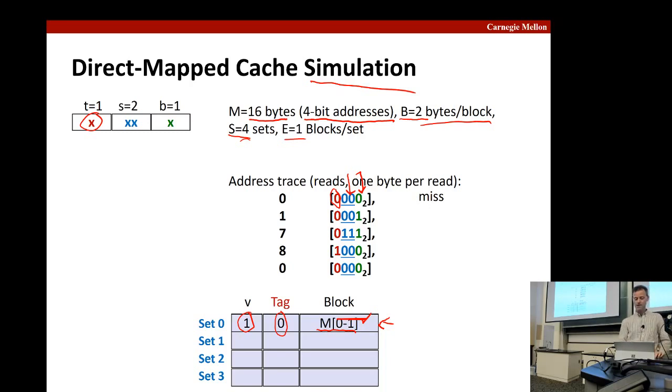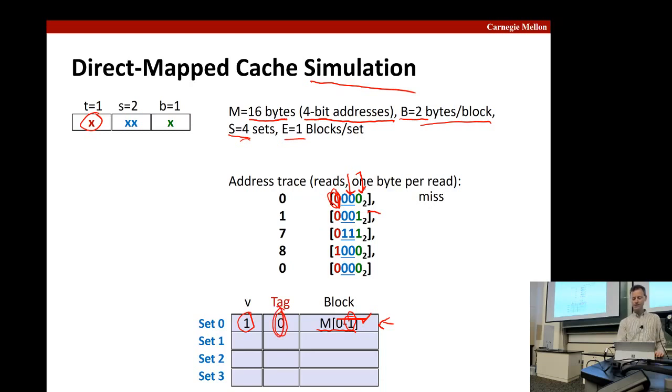Okay. So what about this next one? So this next one comes in. Is that going to be a hit or a miss? Miss. It's actually going to be a hit, right? Because basically it's part of the same cache line. Address 1 and address 0 are within the same cache line. To look at how it plays out in your simulation, you'd say, okay, this is 0, and so therefore it goes to the same set. I'm looking for a tag of 0, and I found it. Okay, and so it's a hit.